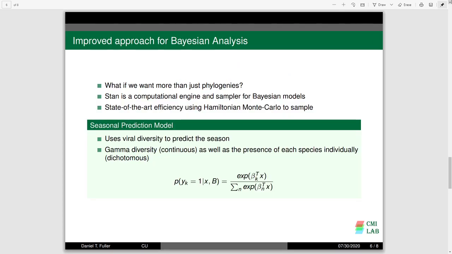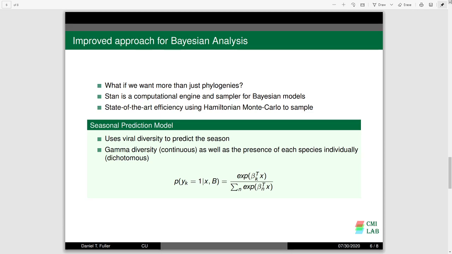We would like to look at more than phylogenies, right? And so for this, we put forward Stan, a computational engine and sampler for Bayesian models. It's really top of the line in its field, and we are moving forward with a seasonal prediction model using viral diversity to predict the season, occupancy, and other things like that. We can use gamma diversity, or parameterize gamma diversity by alpha and beta diversity, as well as the presence of each species individually as dichotomous variables, and then use season as our predictor variable in a multinomial logistic regression model in a Bayesian style, as shown here.